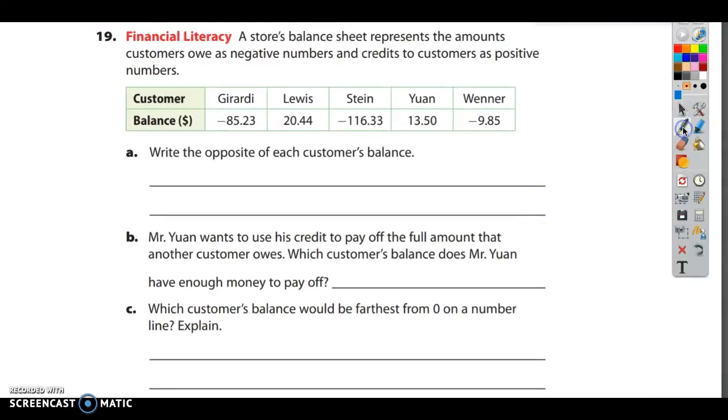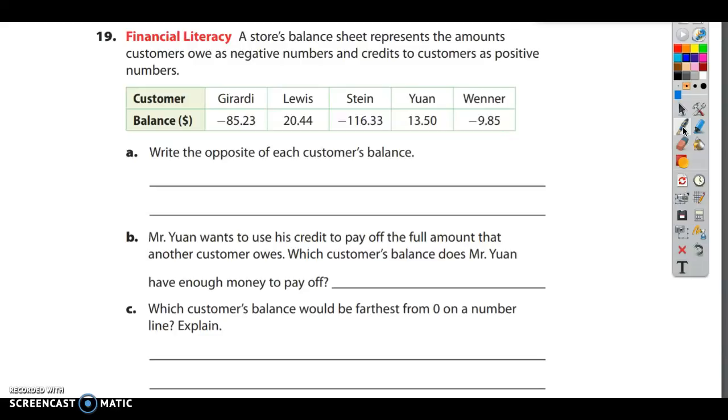Perfect. All right, number 19, financial literacy. A store's balance sheet represents the amounts customers owe as negative numbers, and credits to customers' accounts as positive numbers. This table shows some customers and some balances, and some are negative and some are positive. Part A says write the opposite of each customer's balance. So in other words, take all these numbers and write their opposites.